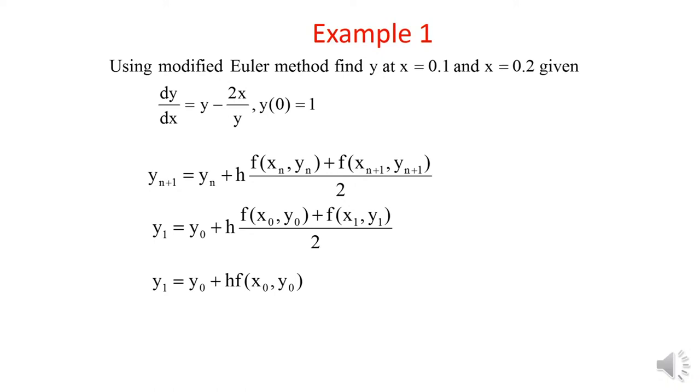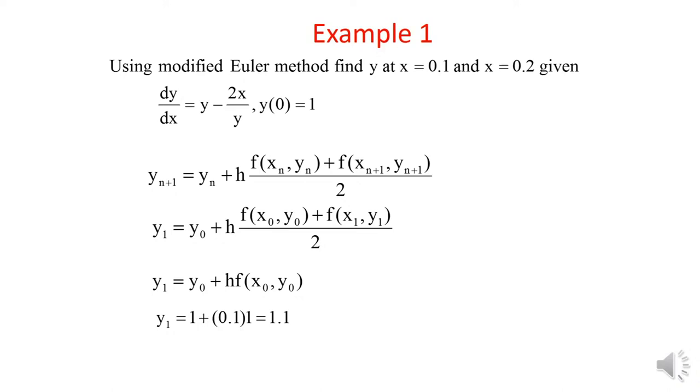and h is 0.1. fx0 y0 we can calculate, and in the second term y1 we have to calculate with the help of Euler's formula. So we are writing here Euler's formula to calculate y1. So y1 is equal to y0, which is 1, plus h is 0.1, fx0 y0 we will put here in dy upon dx, y0 minus 2x0 upon y0. So x0 is 0, so the only thing is y0, which is 1, so here we put 1, so y1 comes with the Euler method as 1.1.